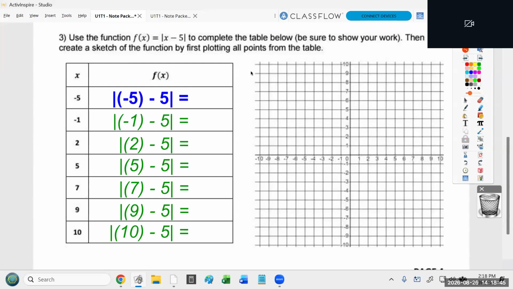But essentially, all we have to do to use this function is take these x values and plug them in for x. That's all I did. I just said, what is -5 minus 5? Absolute value. What is -1 minus 5? Absolute value. What is 2 minus 5? Absolute value. That's all I'm doing. I'm plugging a number in for x and then finding the absolute value. Okay?